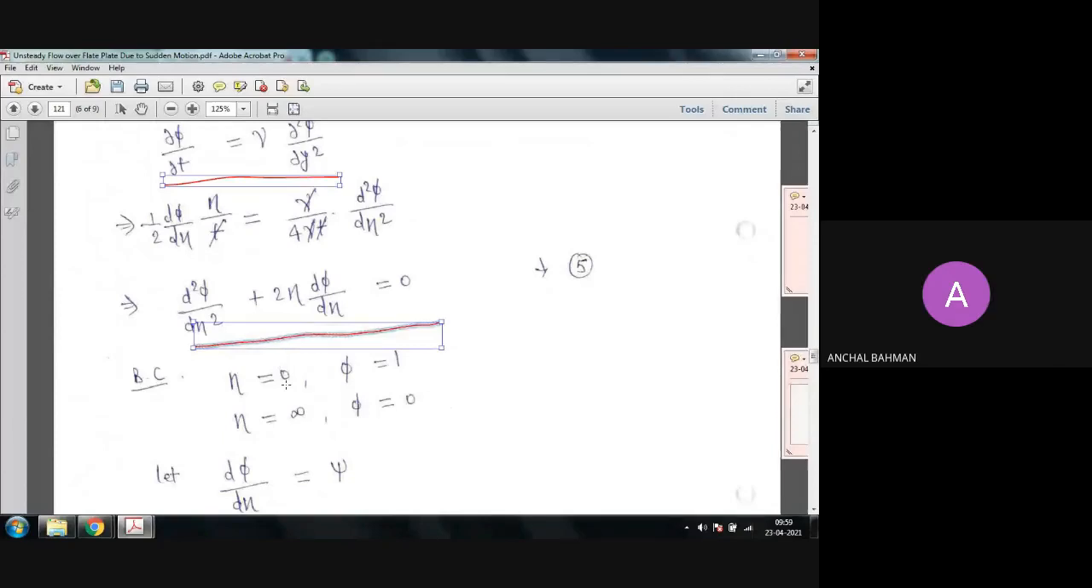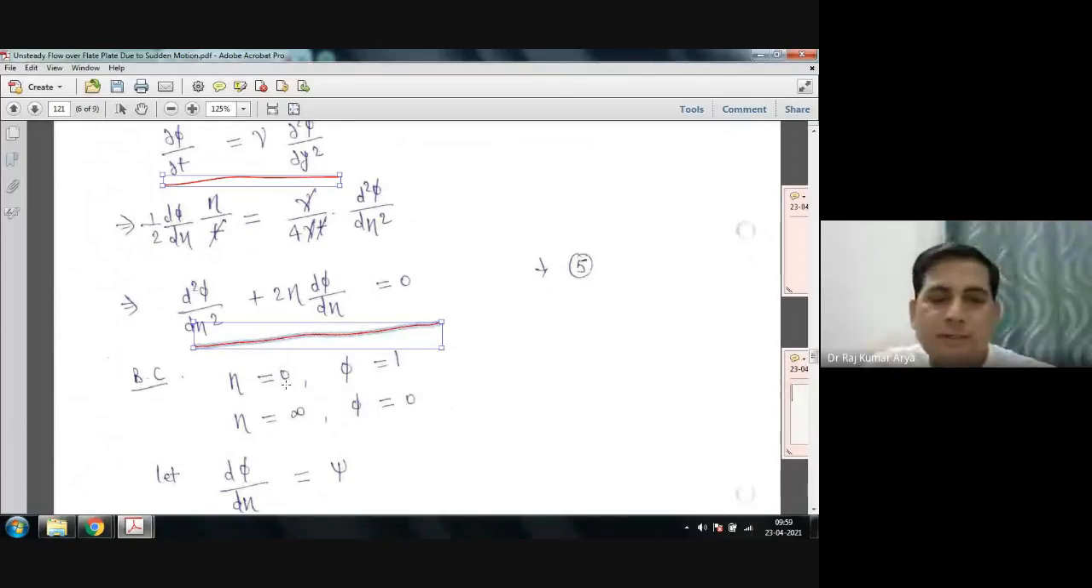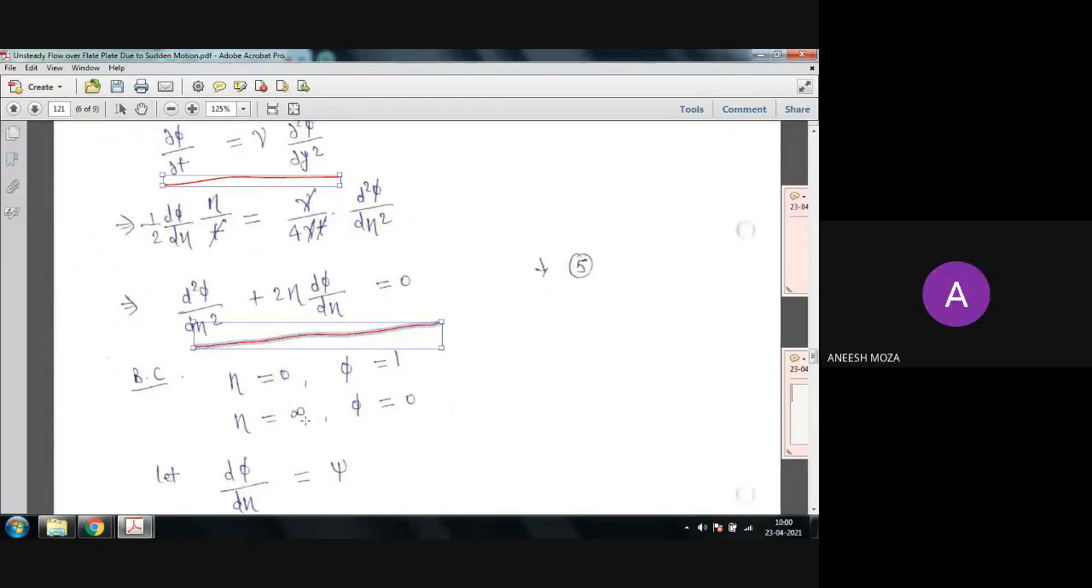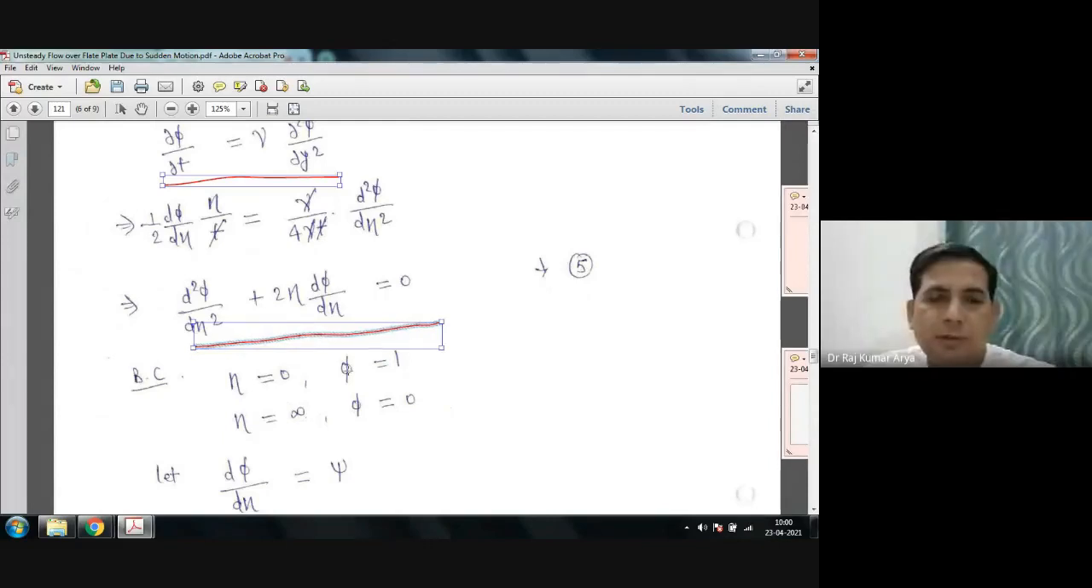Yes, sir. The next boundary condition is that at y equal to infinity, the velocity of the fluid is 0. Therefore phi is 0 and eta becomes infinity because y is going to infinity. So y upon under root of 4 nu t would also be infinity, right? Yes, sir. So these are your two non-dimensionalized boundary conditions now, and this is the equation which needs to be solved.